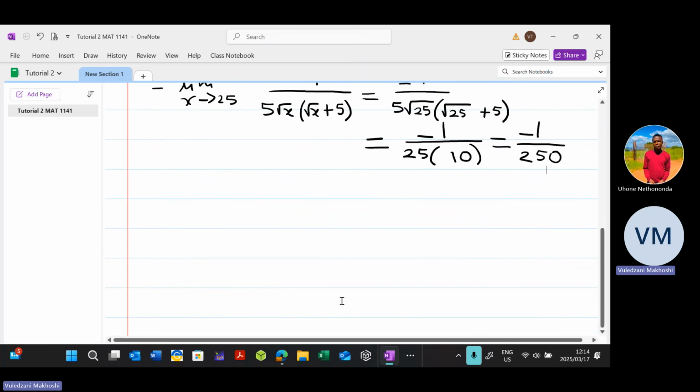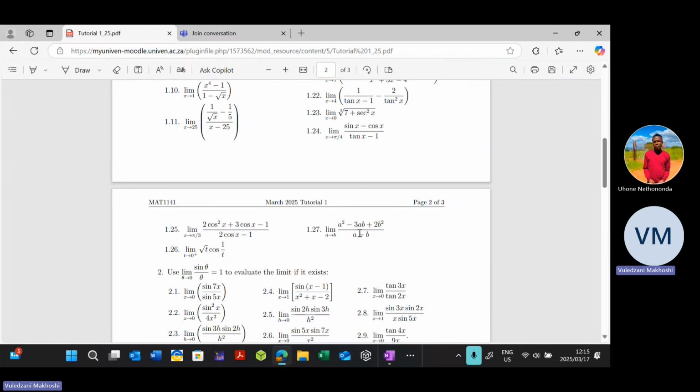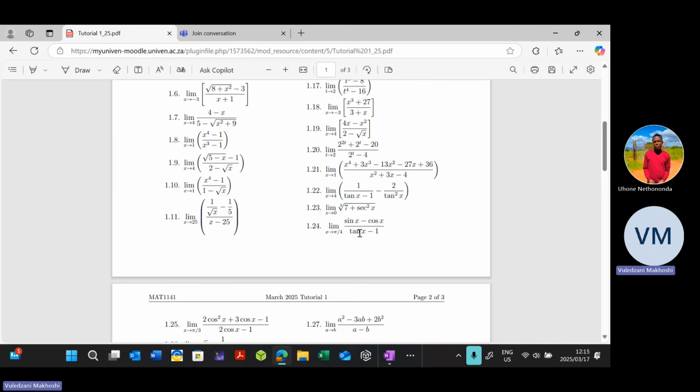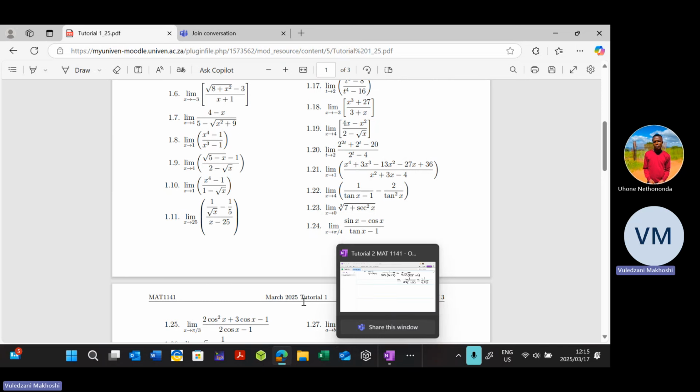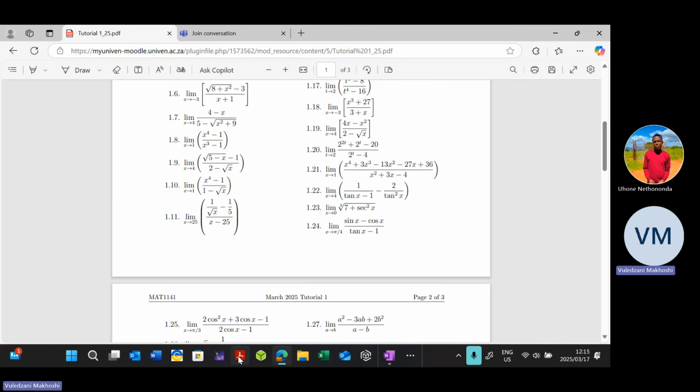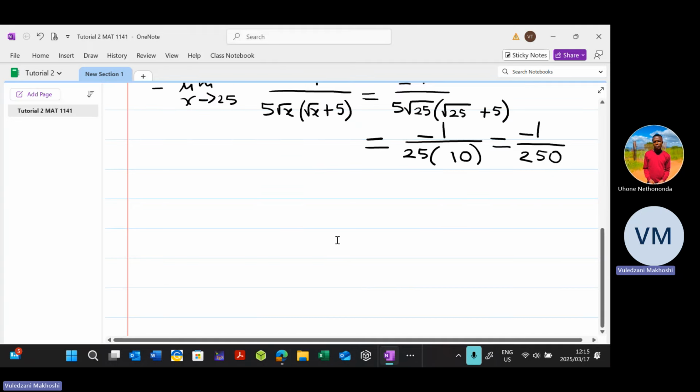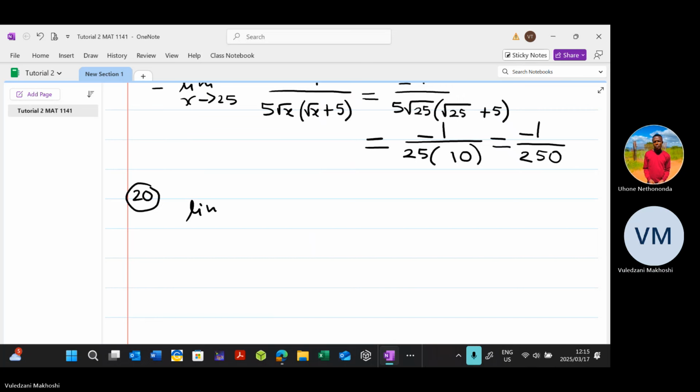All right. So let us go on. I just want to do also number 20. Number 20 is about the limit when t, not x, when t is approaching 2 of what?